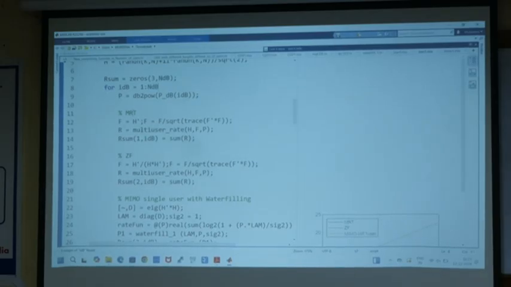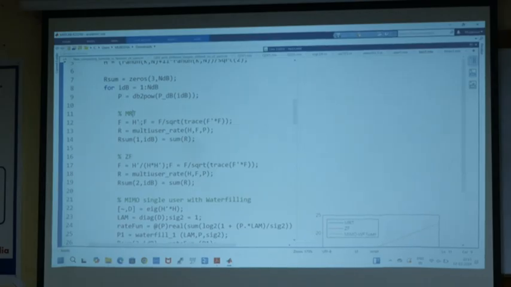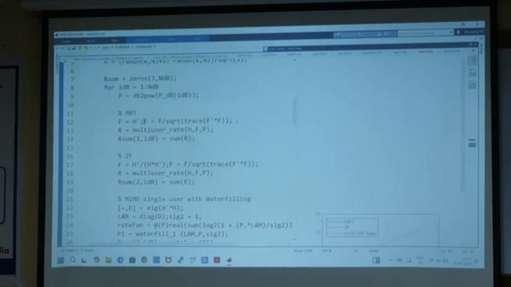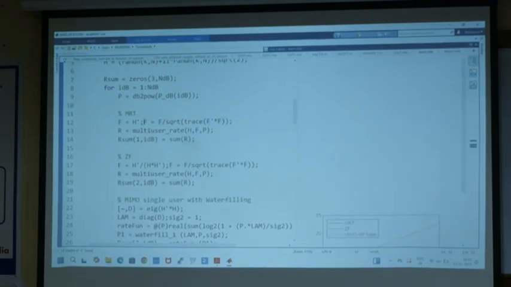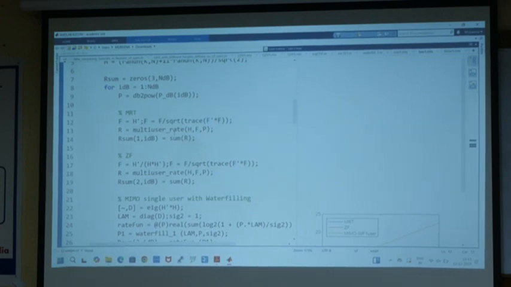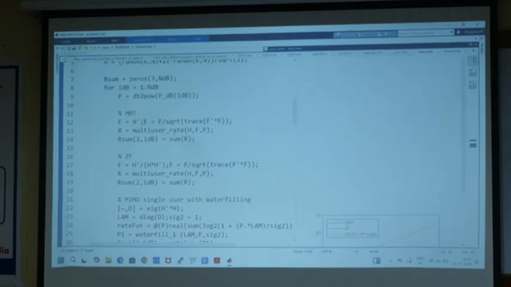So for each value of the transmit power, I am running the loop here. For MRT, I have chosen F equals H Hermitian as said here, and then I normalized it. So this normalization is the same as this. I am dividing by this factor, which is the square root of trace of F Hermitian F. In trace, F Hermitian F is equal to F F Hermitian. Both can be exchanged.